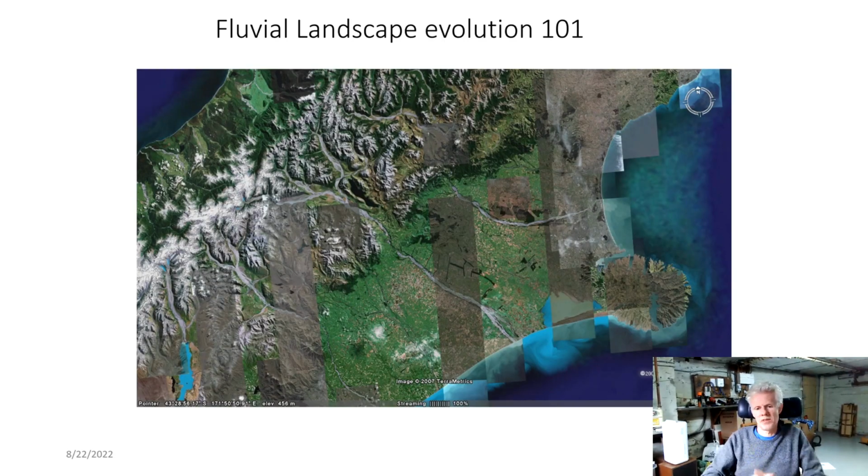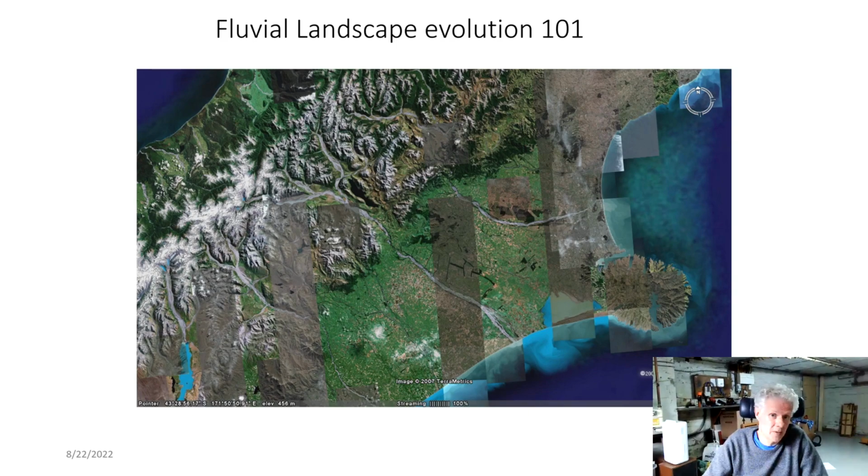So to start with, CAESAR-Lisflood was designed to model landscape evolution, or how geomorphic processes, notably fluvial processes, alter the surface of the land. And so first we're going to just talk a bit briefly about some of the principles or some of the background that affects that.